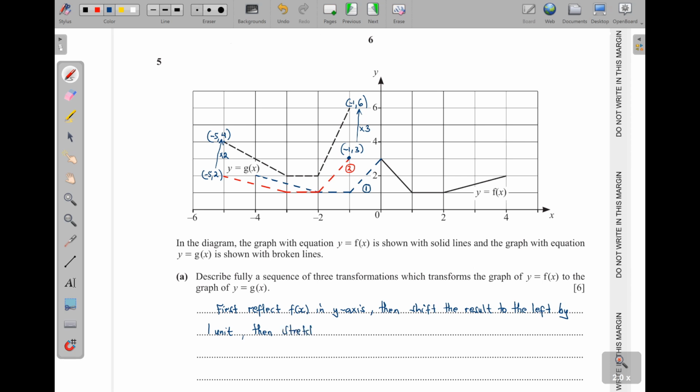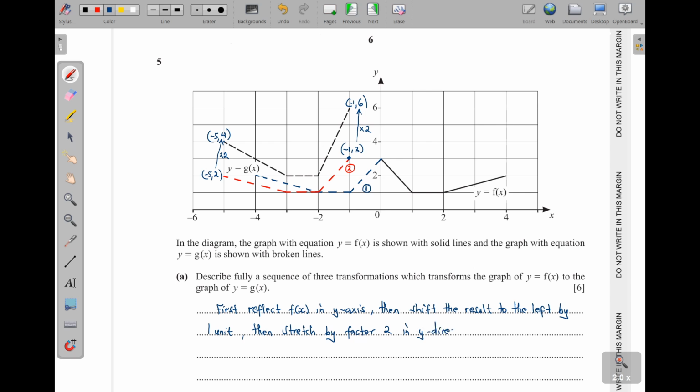Then stretch by factor 2, right? Because we have seen the y coordinates are changing by... oh, I made an error here. Forgive me. This one must be a times 2. 3 times 2, that is the one that gives us 6. Then stretch by factor 2 in the y direction.